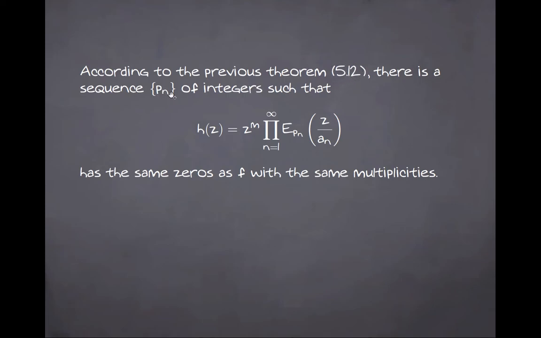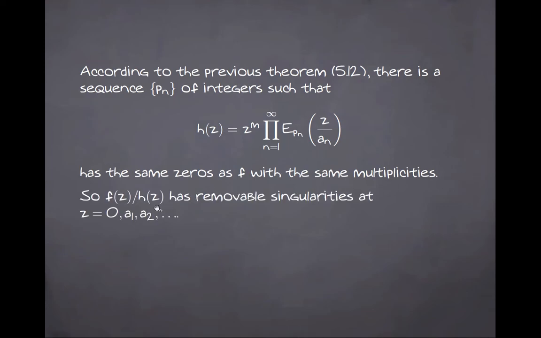And what is the guarantee that such a sequence exists? That is Pn equals n minus 1. There is one such example. So this product is convergent in C, and let us call it hz. So h and f have the same number of zeros with the same multiplicities. So because of this, f(z)/h(z) has a removable singularity at z equals 0, a1, a2, and so on.